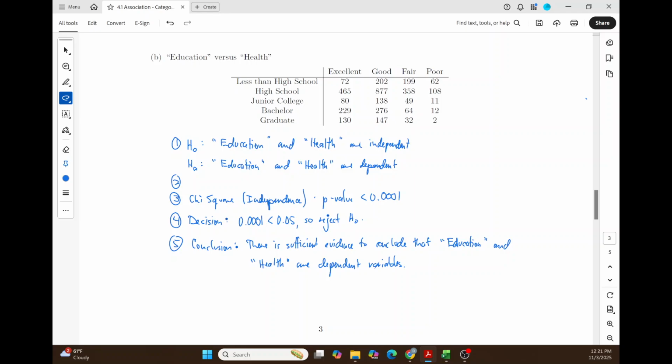And it's not clear, the test itself doesn't tell us which variable drives the other one. It just tells us that they change at the same time, right? In other words, it tells us that there's some kind of relationship between these variables. There's an association, there's a dependence, right? There's a contingency between these variables, but it doesn't tell us which one causes the other one to change. So I think the safest way toward the conclusion is to simply say, right, that there's sufficient evidence to conclude that education and health are dependent variables.